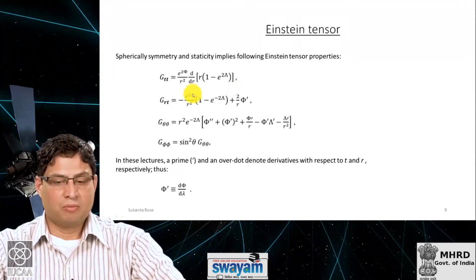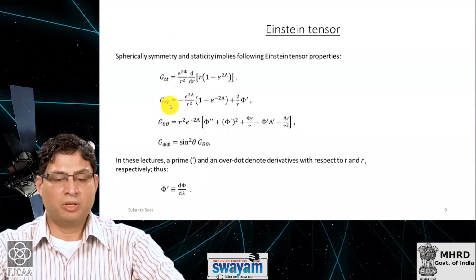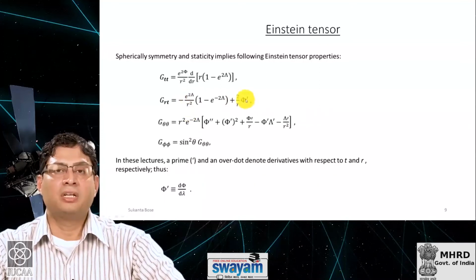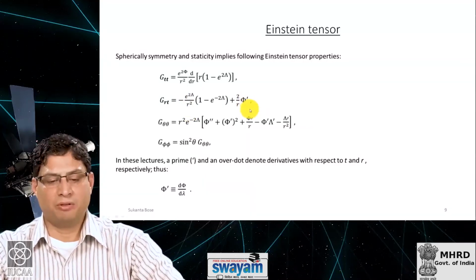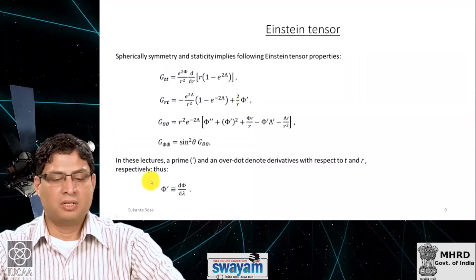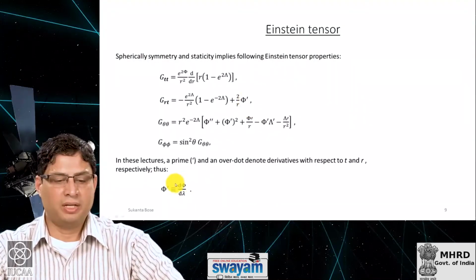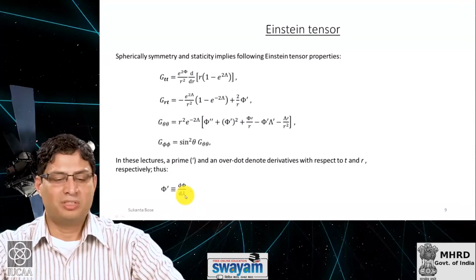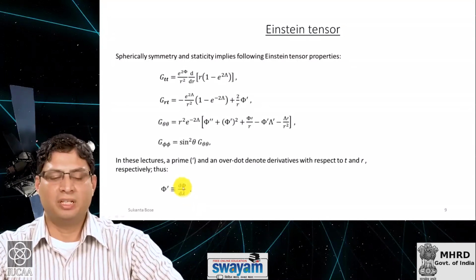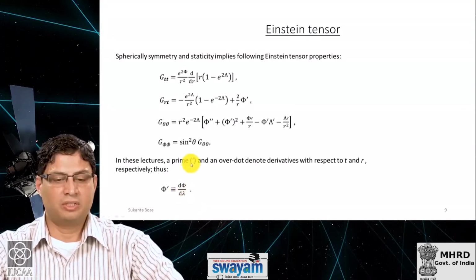So, moving on, similarly G_rt will be found to depend on both lambda and phi, but this time it depends on phi through a radial derivative of phi. So, phi prime is defined as the derivative of phi. Actually, this is a typo, this should be r. So, this should be dφ/dr, r being the radial coordinate.